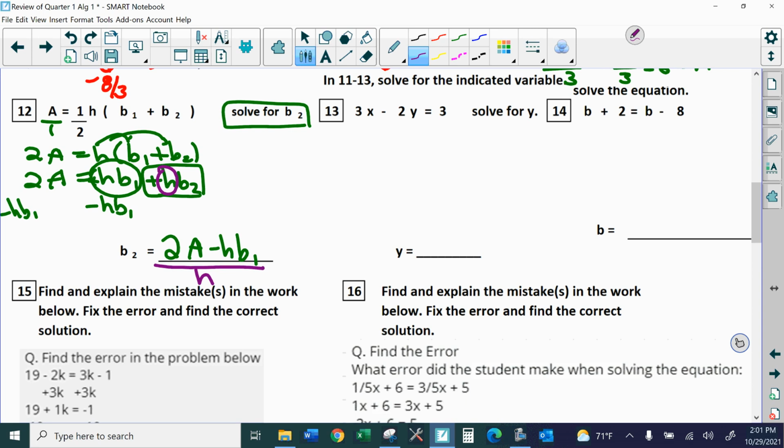Number 13, we're solving for y. Okay, so again, I look at the coefficient of y. Is it positive or negative? It's negative, so I'm going to move it to the other side. So I'm being consistent in everything I'm doing. And therefore, I'm subtracting that across.